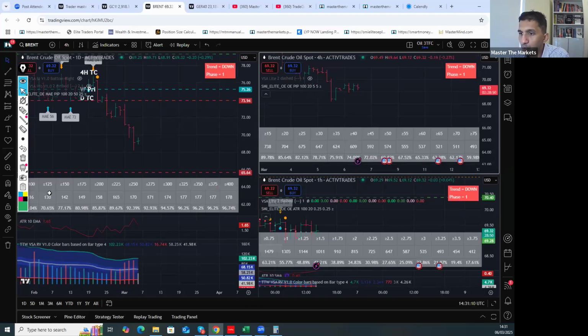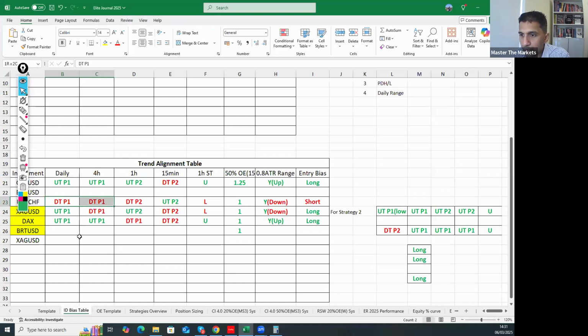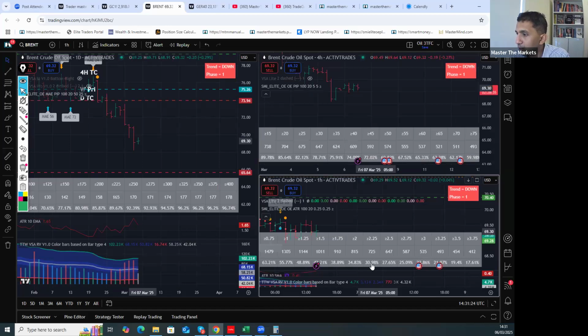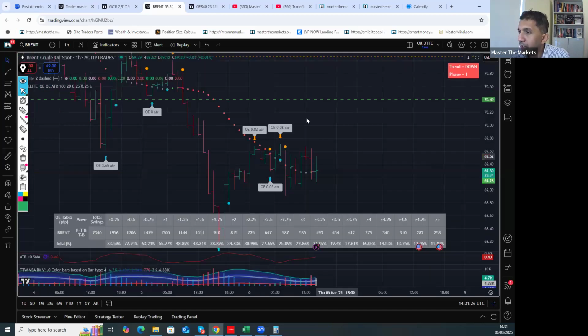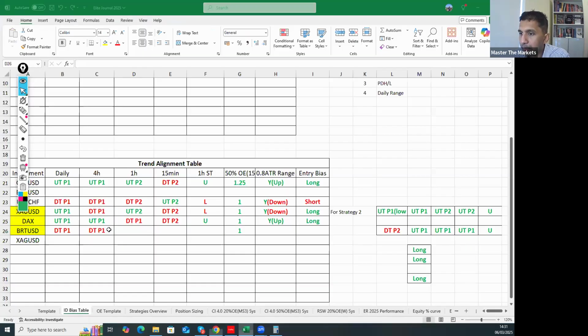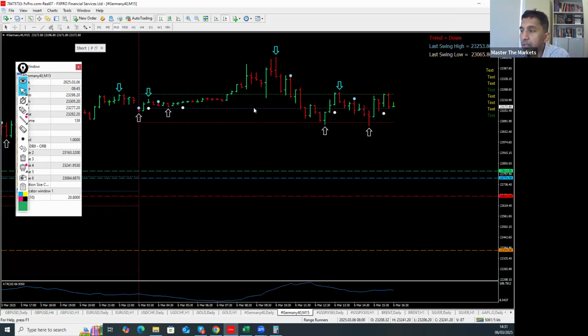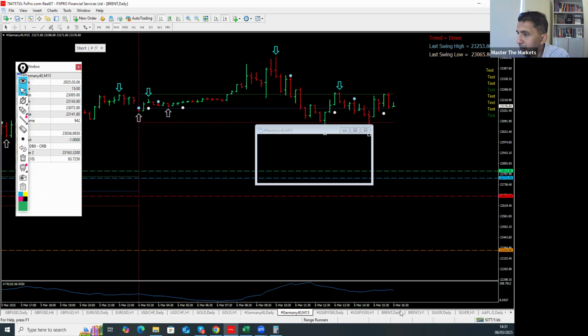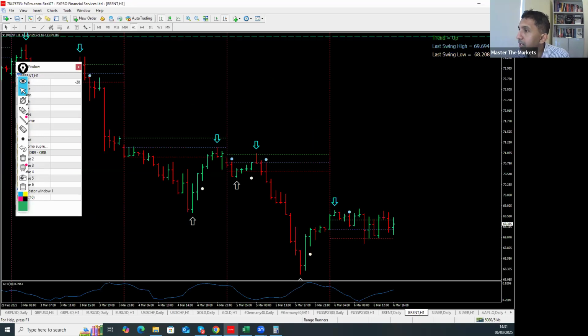So, downtrend phase 1. That's why the SMI can really help you with that. Downtrend phase 1, downtrend phase 1. And then on the 1 hour time frame, we've got a downtrend phase 1 as well. And then on the 15-minute, let me see. This one is on Brent, isn't it? Right, on Brent.